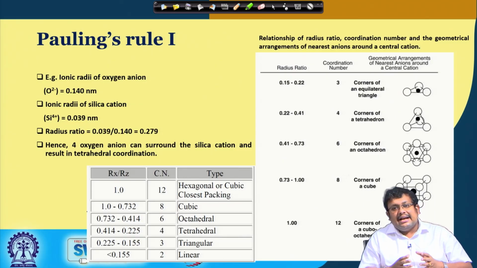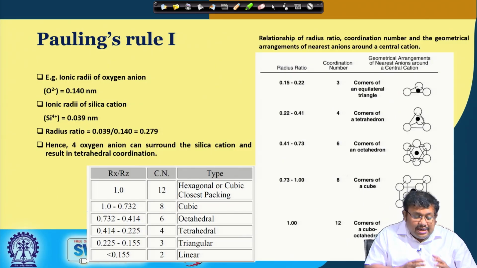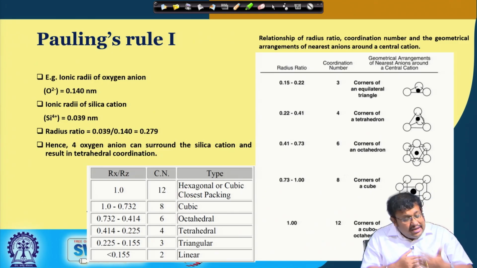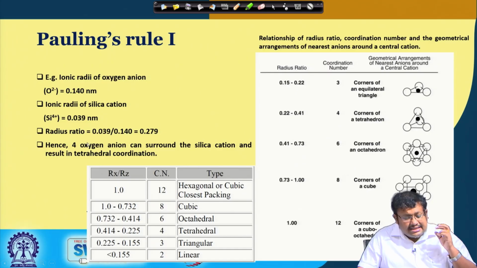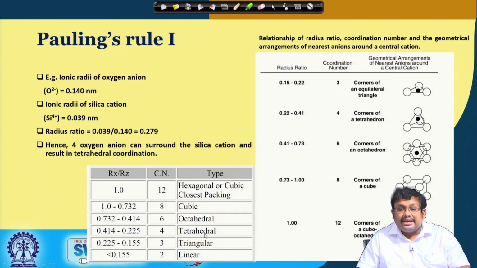So, for example, if the ionic radius for the oxygen anion is 0.14 nanometer, and the ionic radius for the silicon cation is 0.039 nanometer, then if we consider silicon and oxygen and calculate the radius ratio, we will get a value of 0.279. This 0.279 basically comes in the tetrahedral range, that is, the tetrahedral structure, where the coordination number is 4.